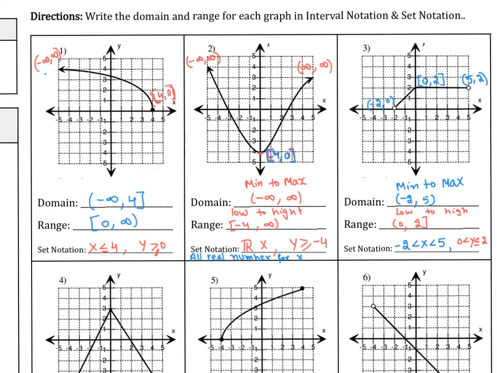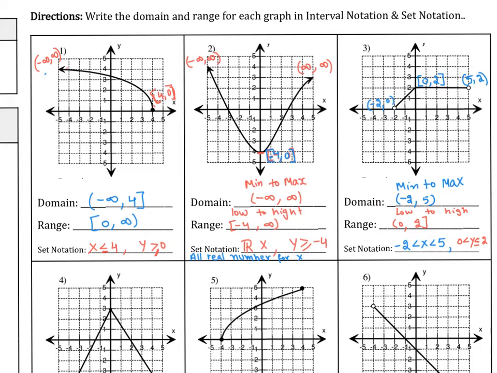For number 3, you have 3 points. This point is an open circle, so it means an open parenthesis, negative 2 comma 0. This is included, so you're going to use a bracket or a close bracket, and this is an open circle again, so 5 comma 2, and it's an open parenthesis.